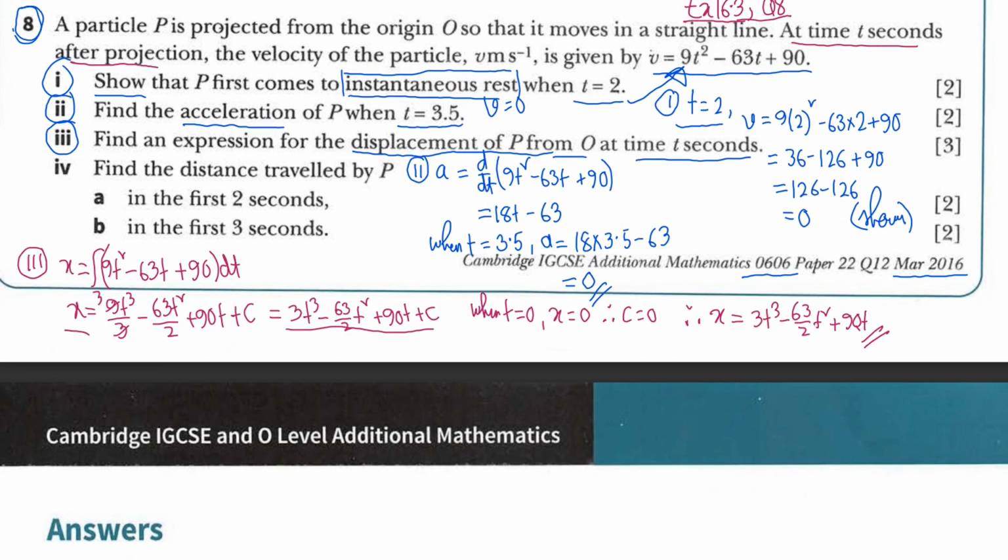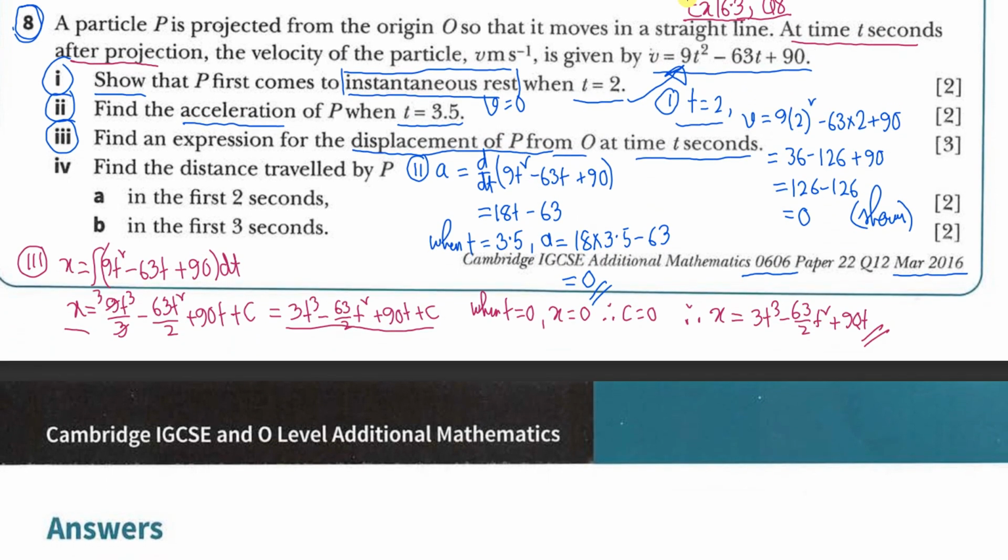We are doing question number 8, and another part of this question, question number 4: find the distance traveled by p in the first 2 seconds. How to do that? We already have our expression for displacement, which is from 0 to 2.